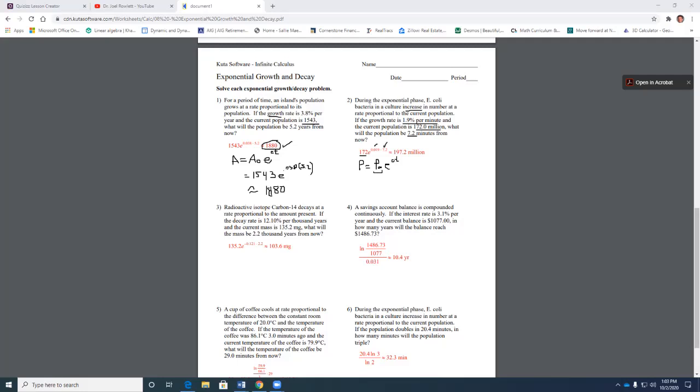So what does that mean? That means that if you start off with 172 million bacteria and you come back in 7.2 minutes, you will then have 197.2 million. So you'll have a lot more bacteria in just 7.2 minutes.